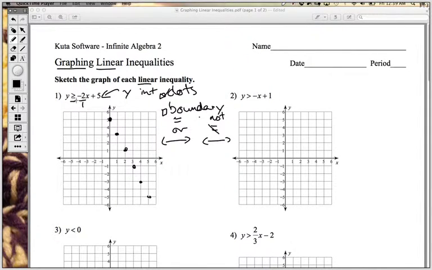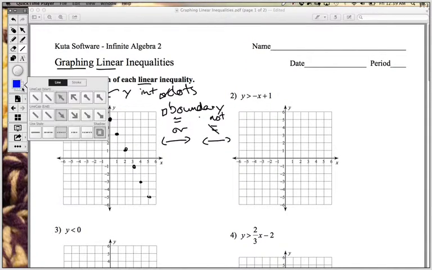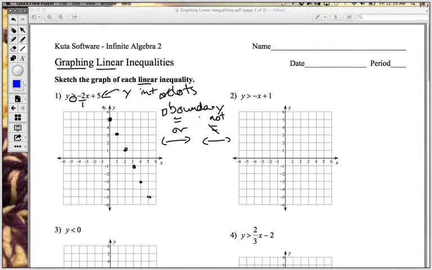This one is an or equal to because it has this little line down there. So that means I can take my line drawing tool here. I'm going to draw a line. Let's make sure that I have it with arrows on it. Yep. But it's going to be a solid line. This boundary line goes straight through. There we go. Now when I want to look at shading, I'll keep the shading the same color as well.